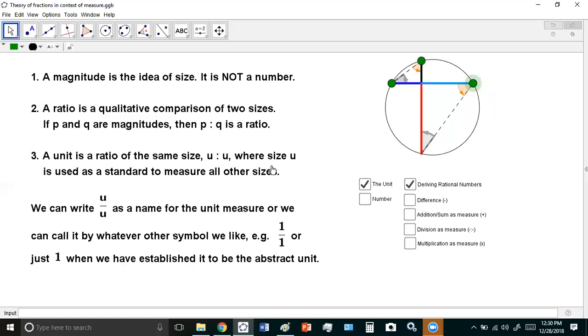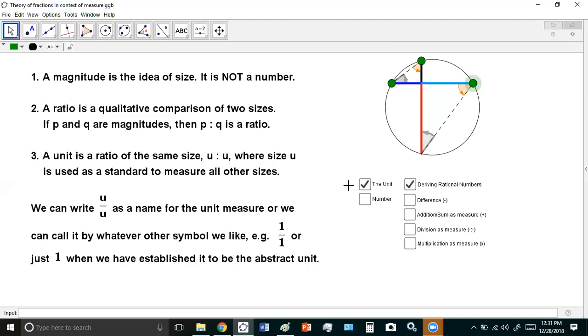That's why we need to have a unit. It's a reference point, isn't it? So instead of writing U colon U, we write U vinculum U as a name for the unit measure. Or we can just call it by whatever other symbol we like. For example, the symbol 1 vinculum 1, or just 1, when we know what is the abstract unit, or we have established the abstract unit.